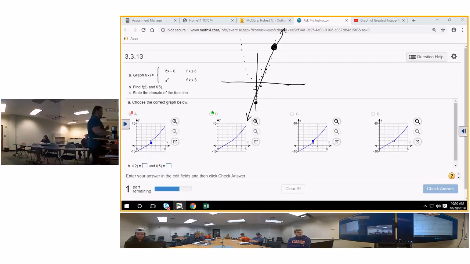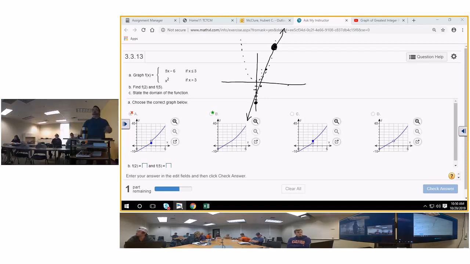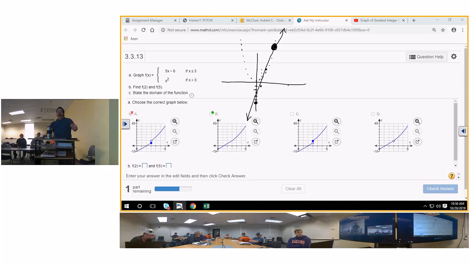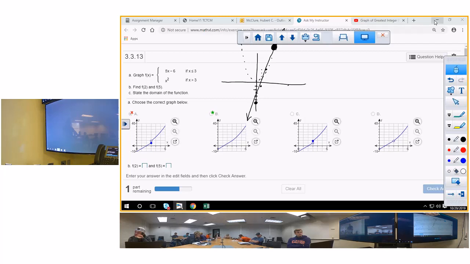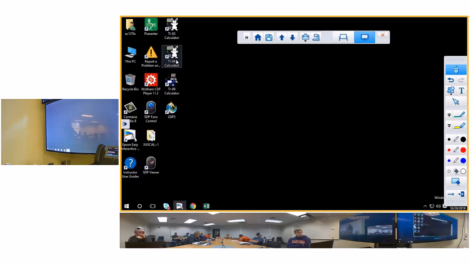Now, I know you can do this on your calculator because I've done it before, but I can't remember how to do it. I wish I could remember, but I can't. I'll try to remember it for Thursday. But let me see if I can pull it up. I'm going to try it one more time.